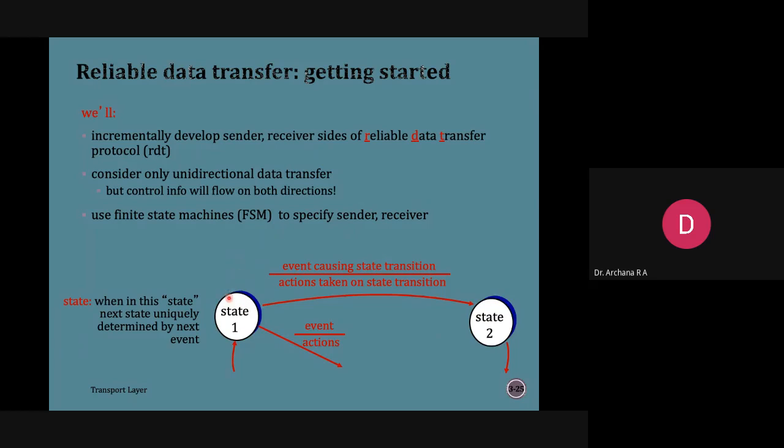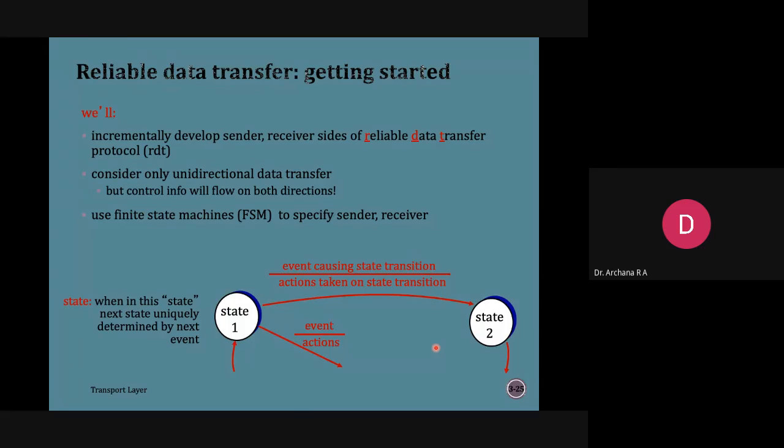So there will be a transition from one state to another state, from state 1 to state 2. If you give some input, what will be the output, and to which state does it have to move? If some event has occurred, then what action has to take place?